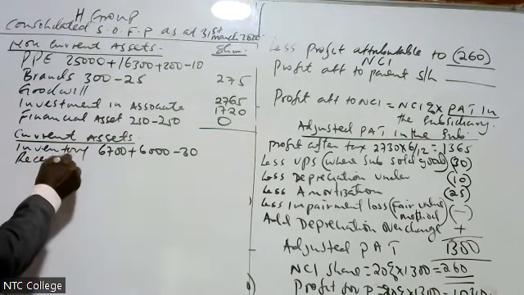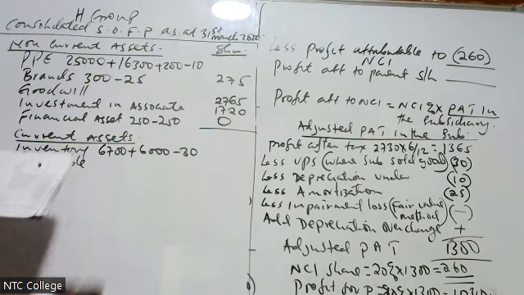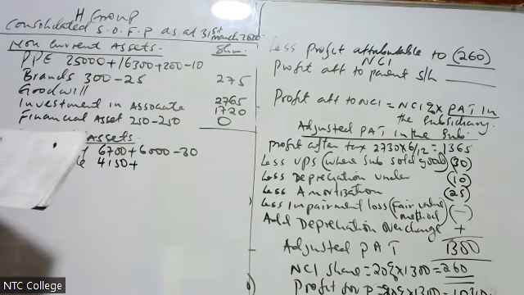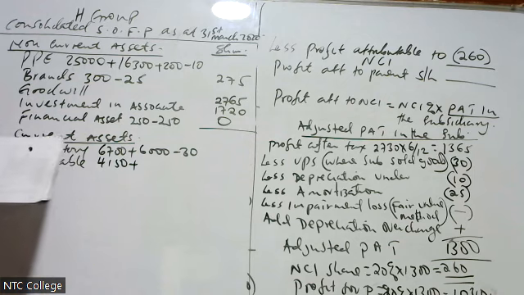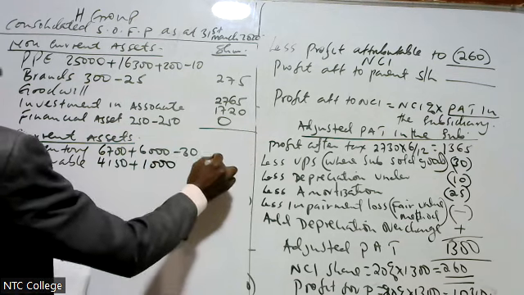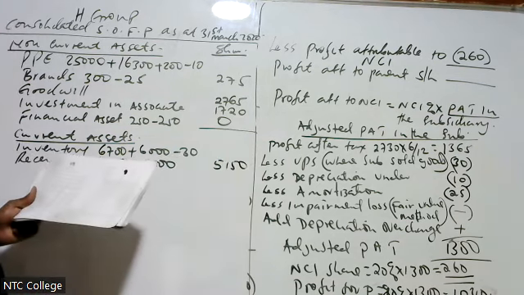Receivable. 41, 50 plus 1,000. That one I will do it for you, 51, 50.